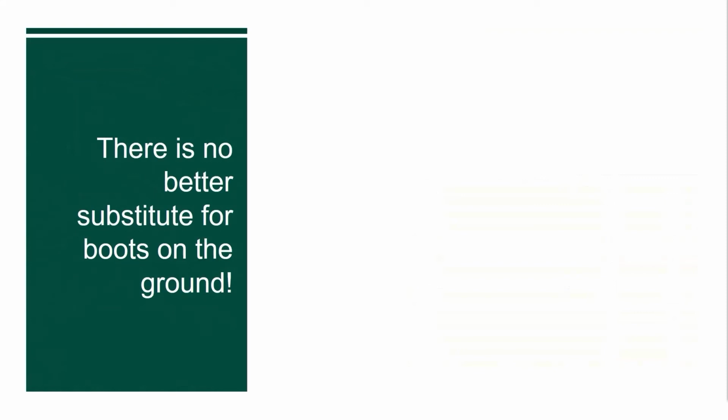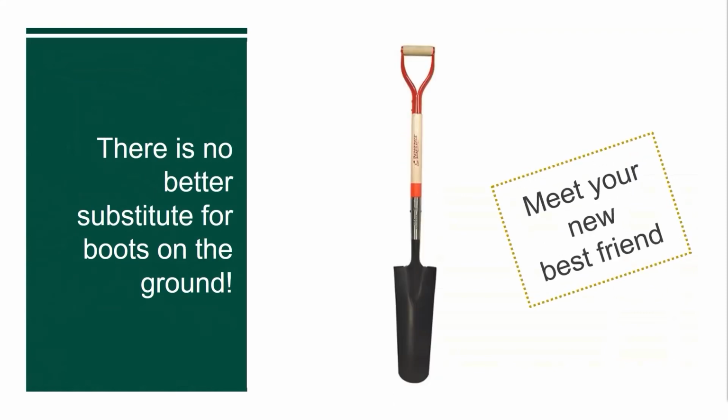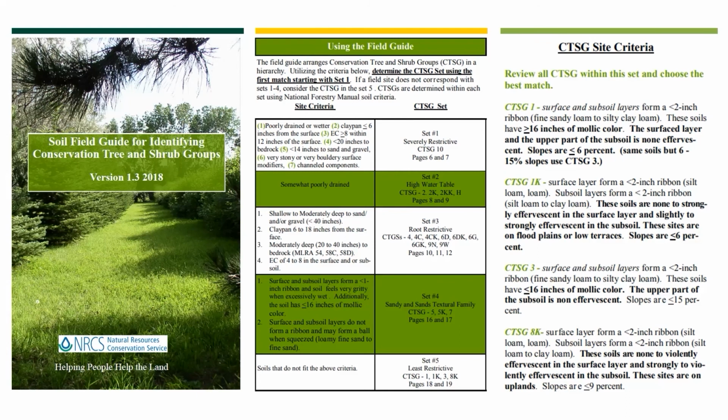talk with the landowner. I want you to meet your new best friend, your sharpshooter. Your other best friend will be this guy, the Soil Field Guide for Identifying Conservation Tree and Shrub Roots. It was designed to be used in the field by individuals with limited soils experience. Knowledge of texture by feel method and several key soil features will enable users to assign tree and shrub groups in the field.